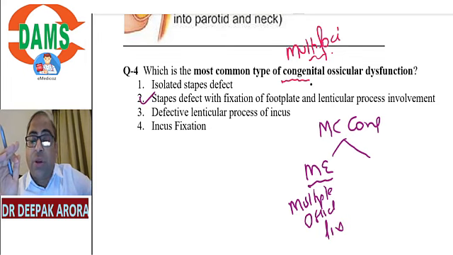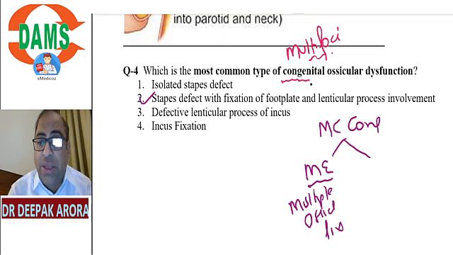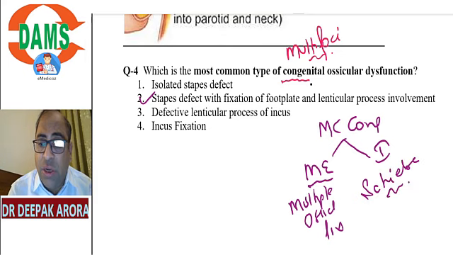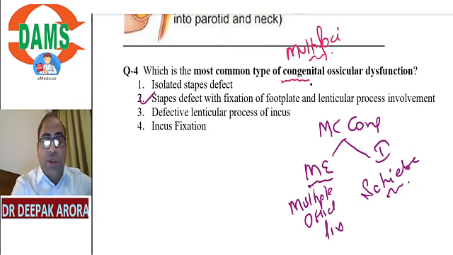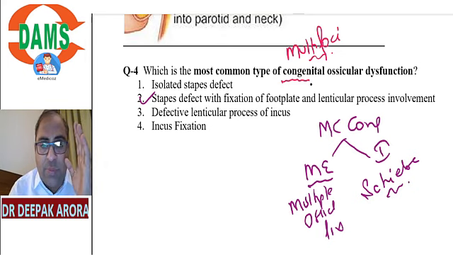It is multiple ossicles. It is not one single ossicle. And if the examiner asks you about the inner ear, the most common congenital anomaly is Ship's anomaly. So we will remember 3 points.